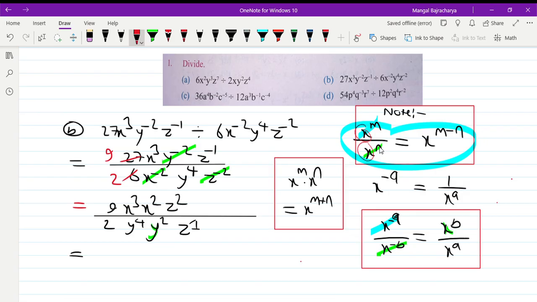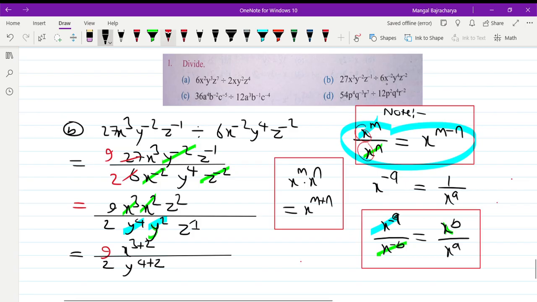So what you do here is, 9 by 2 we keep the same. And about x, these are both in the numerator, which means they are getting multiplied, so their powers get added. So x power 3 plus 2 we have to do. And y also, we see both in the denominator, so they are getting multiplied in the denominator, which is why we have to add their powers.